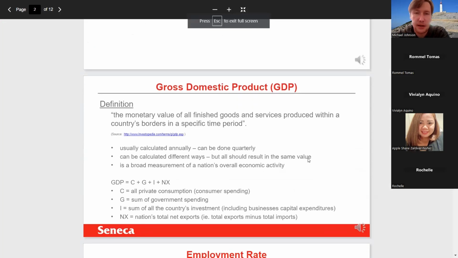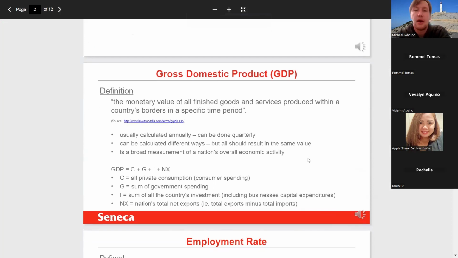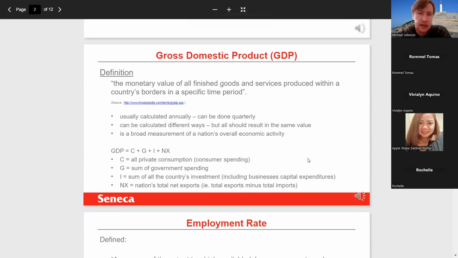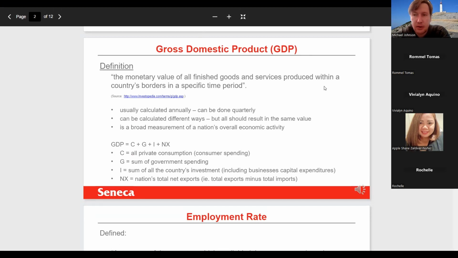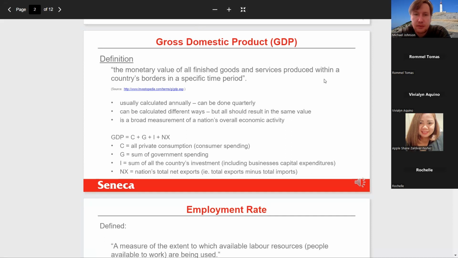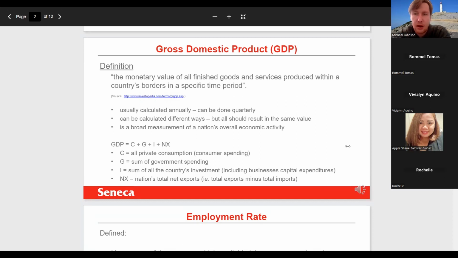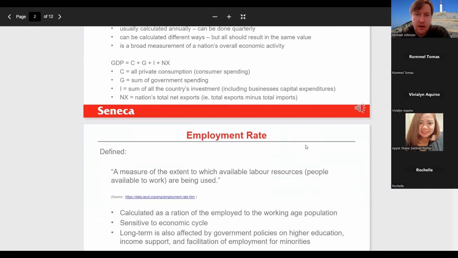Gross domestic product is the monetary value of all finished goods and services produced within a country's borders in a specific time period. It's usually calculated annually, can be done quarterly, and it can be calculated different ways, but all should result in the same value. It is a broad measurement of a nation's overall economic activity. GDP equals consumption plus government spending plus investment plus net exports. So it's all those things together.